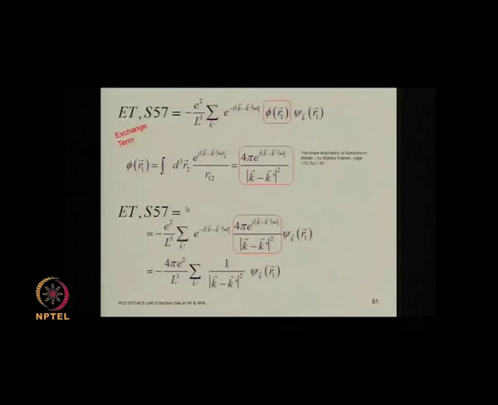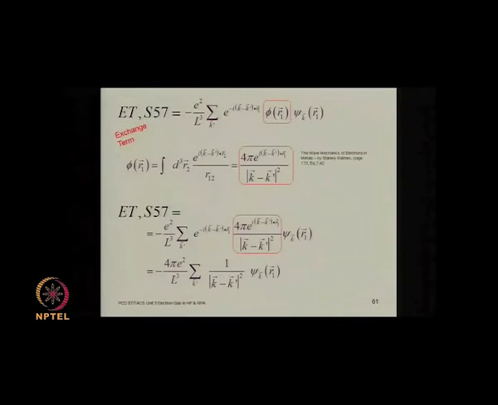minus e square over L cube, summation over k prime, e to the power minus i(k minus k prime) dot R1. Then you have this phi of R1, which is nothing but 4 pi e to the power i, this term over here, divided by this square of the difference between the momentum vectors, and then you have this psi k of R1 here.